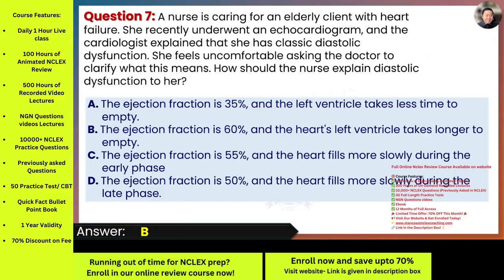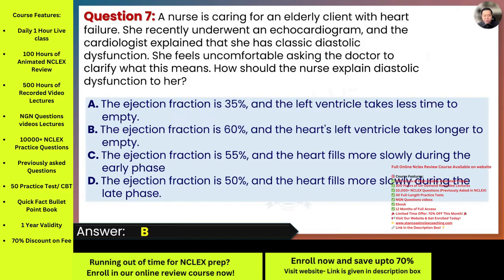And letter D, it states the ejection fraction is 50% and the heart fills more slowly during the late phase. This is also incorrect because it suggests that the heart only fills slowly during the late phase. Now, while the late phase can be affected in diastolic dysfunction, it's the whole diastolic phase, both early and late, that is impaired. So this doesn't accurately describe the condition.